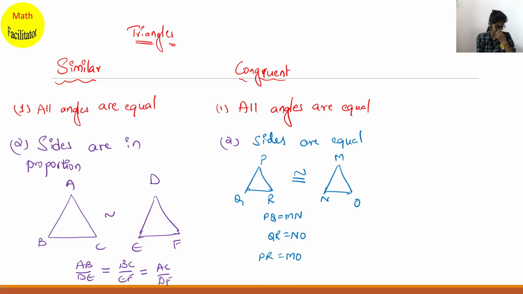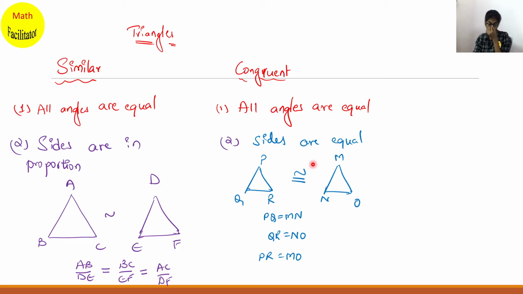Okay. I'll just revise it once again. Just see. So when two triangles are similar, angles are equal and sides are in proportion. What is the meaning of proportion? AB upon DE, this side upon this side. This ratio is equal to BC upon EF ratio. That is equal to AC upon DF ratio.